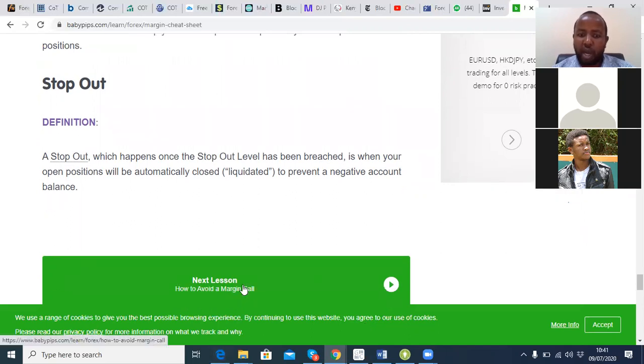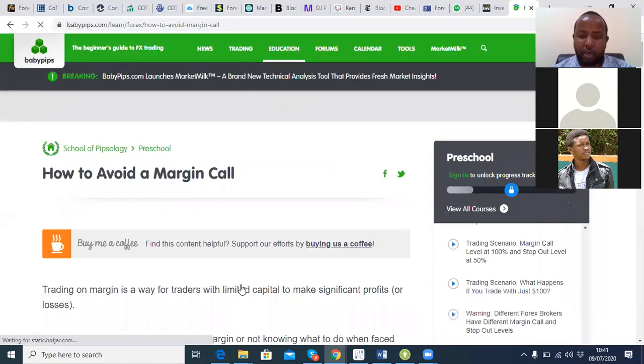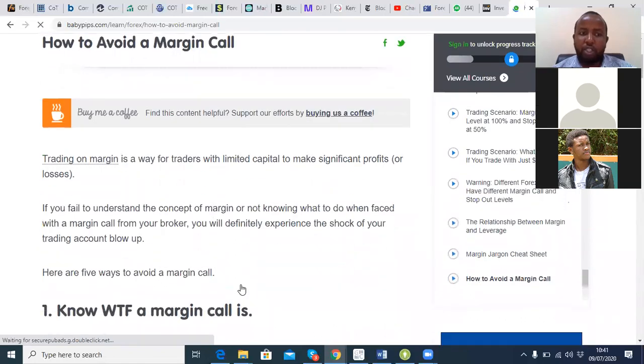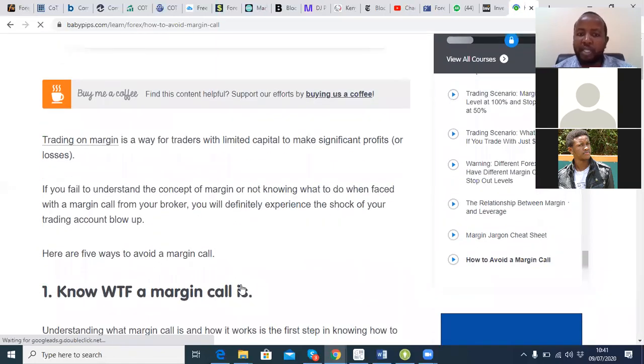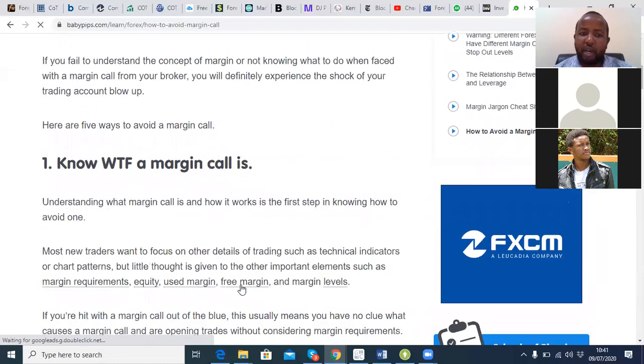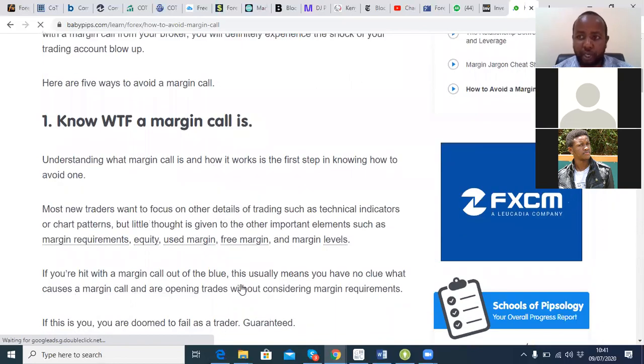So how will you avoid a margin call? Let's see how you avoid a margin call. Now we go to the charts. Trading on margin is a way for traders with limited capital to make significant profits or losses. Understanding what margin is and how it works is the first step in knowing how to avoid one. As you begin your trading journey, this should be the first thing to avoid at all costs, because if it hits you, most likely the account or the whole capital might go.